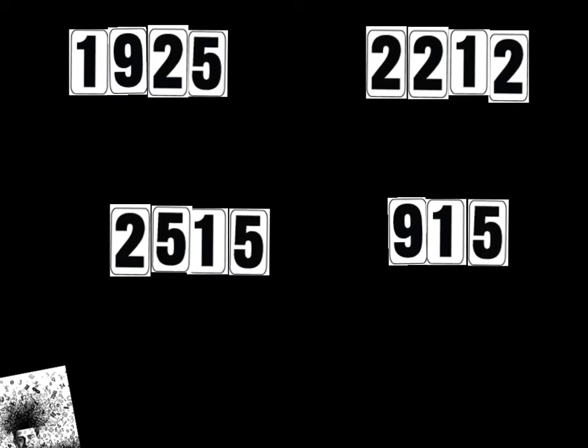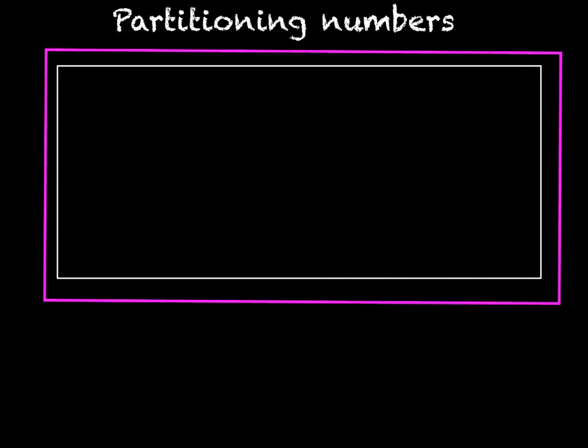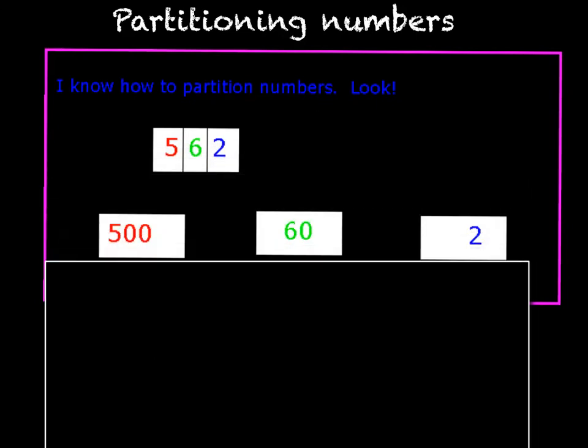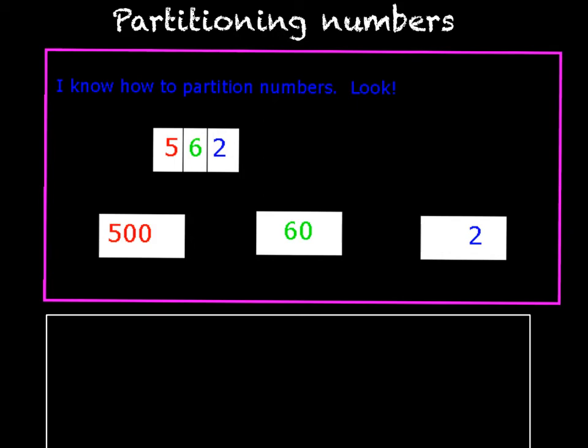But what about big numbers like these ones? What mental strategies can I use to add and subtract big numbers like these ones without having my brain explosion come back? Partitioning a number is a great strategy because I can use the parts of the number to add and subtract more efficiently. Look, I know how to partition numbers. 562 is the same as saying 500 plus 60 plus 2.